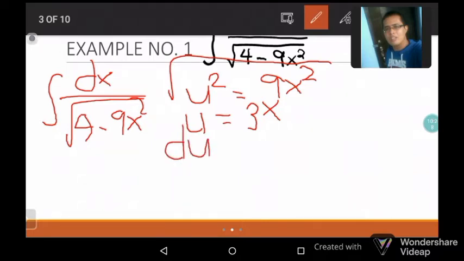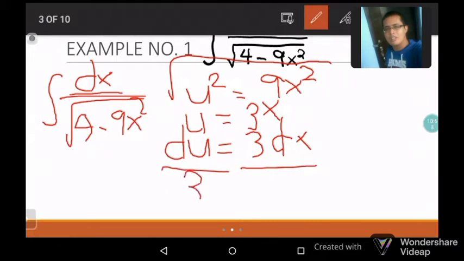So, what's the derivative of 3x? du equals 3dx. Ang problema natin, dx ito, 3dx. Anong gagawin natin ngayon? So, we're going to divide both sides of the equation para mahanap natin si dx. Divide both sides by 3. Mag-cancel ito. So, ang dx natin, si dx pala natin is du over 3.